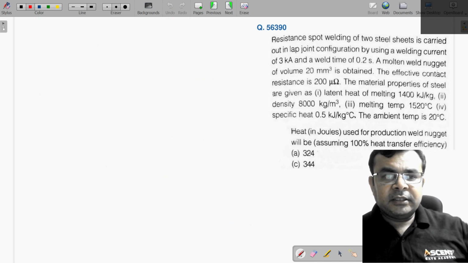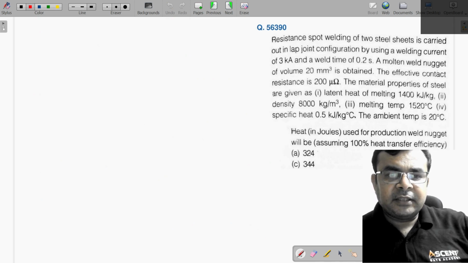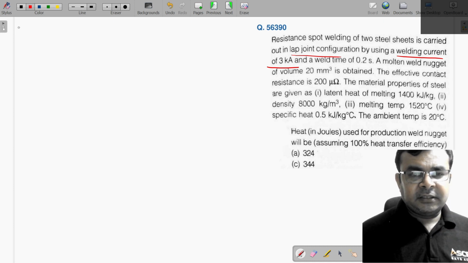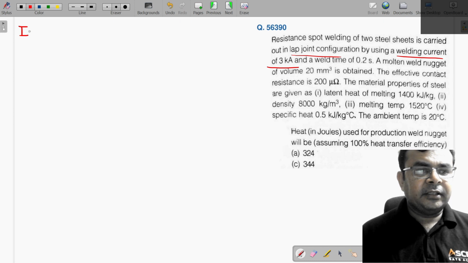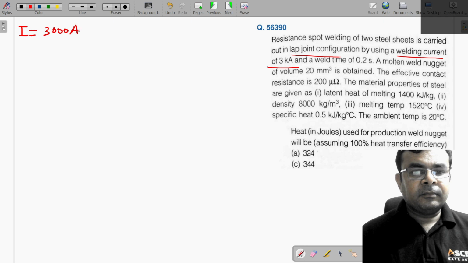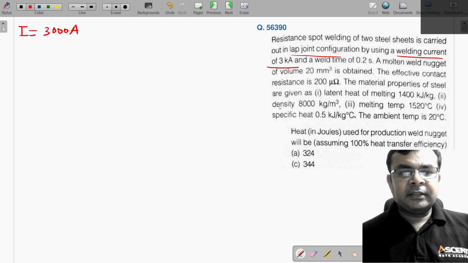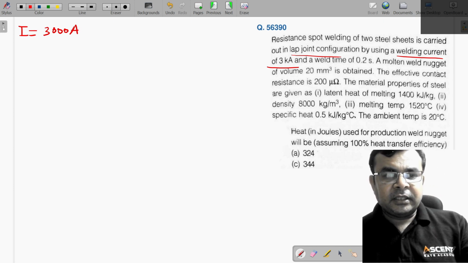Okay, what about this? Resistance spot welding of two steel sheets is carried out in a lap joint configuration using a welding current of 3000 ampere. Again, this is from a resistance welding process. This is the same question, so can I directly give the answer? Heat in joules used for production of the weld nugget, assuming 100% heat transfer efficiency.